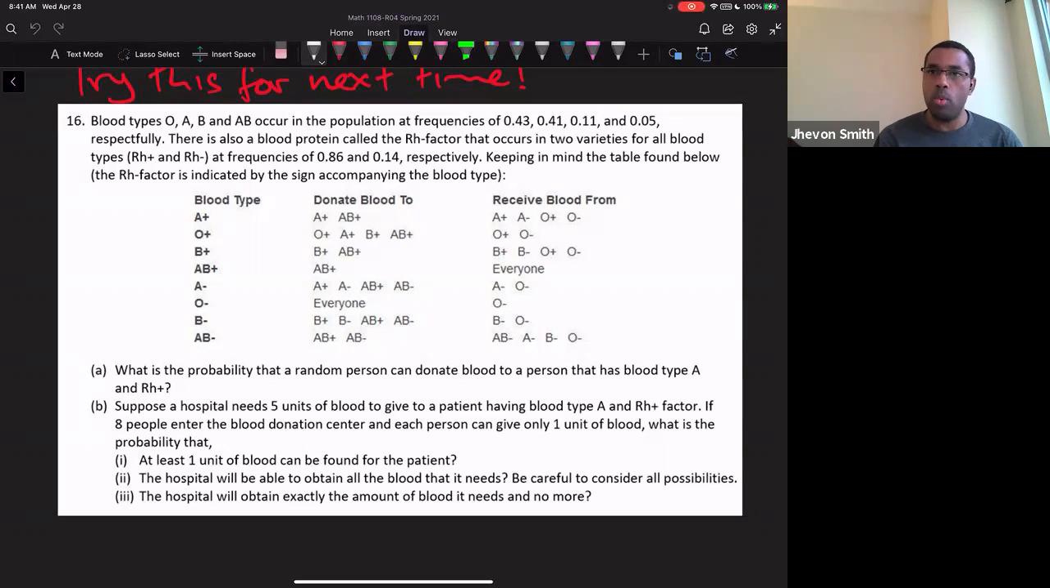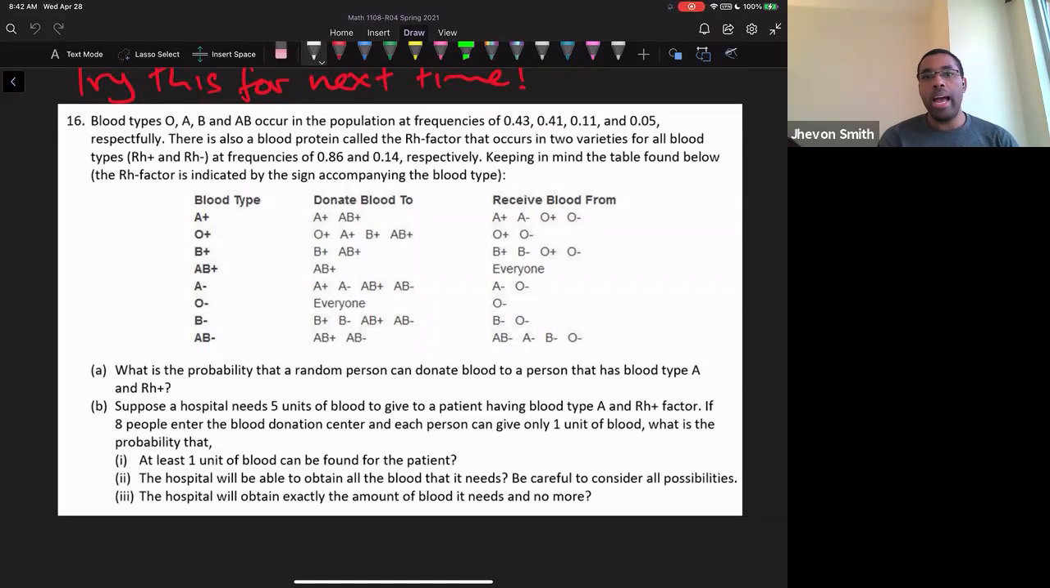People usually have one of two, not both, right? They have RH plus and RH minus, and they vary by 86% for the positive and 14% for the negative. So you can be an A positive or an A negative, or a B minus or an O positive or whatever, right? So you can have the blood type with a positive or negative attached to it, which describes a certain blood protein that you have. Okay.